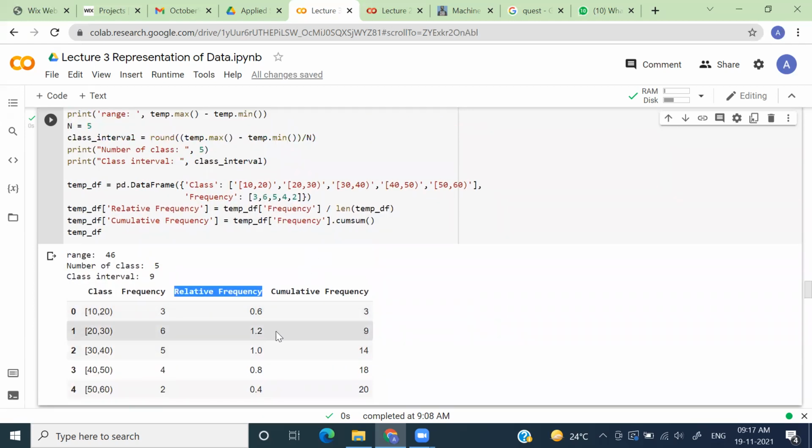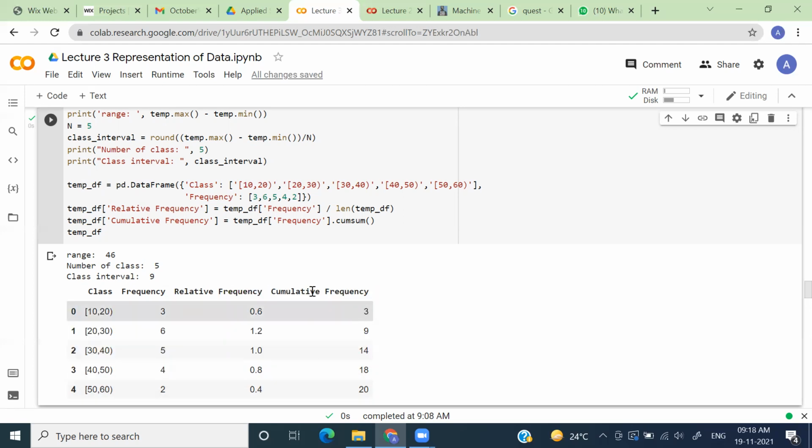I see one issue here. These values are not correct. I just noticed this. What should have come here? 3 divided by 20, 6 divided by 20, 5 divided by 20, 4 divided by 20, 2 divided by 20. So this column is wrong.